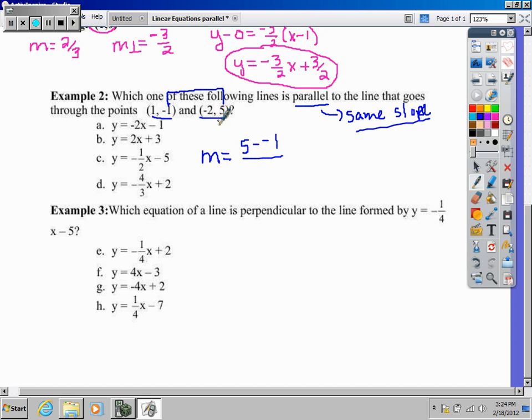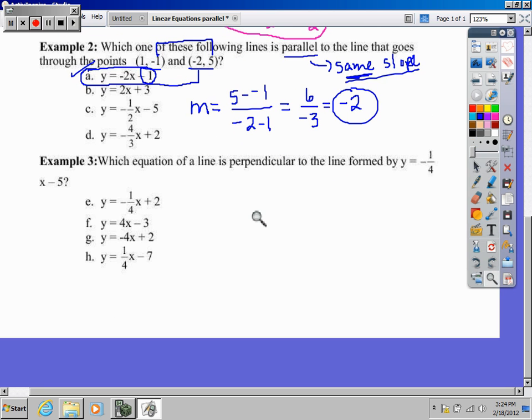So when I calculate my slope, again, I'm going to do the change in the y's. So I'm going to take 5 minus a negative 1 divided by the change in the x's. Now make sure, since I started with 5 again, I must start with the negative 2. So it's negative 2 minus 1. So that would get me 6 divided by negative 3, which turns into negative 2. It's the same slope, so the only line that has a slope of negative 2 is A. So A is my answer for this example.